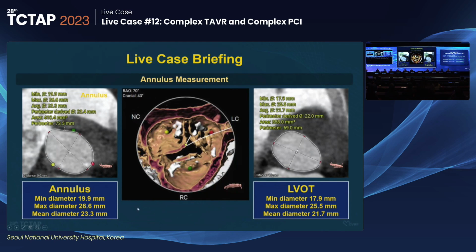Annulus on the left side and aortic valve on the right side. The size is about 23 and 22. In the center, you can see very few balanced calcifications along the three cusps.